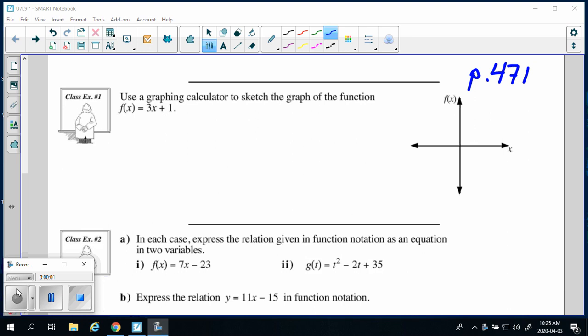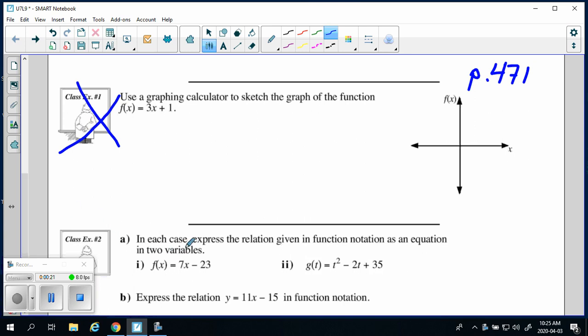So this is lesson 9 on page 471, and class example 1 asks us to use a graphing calculator to sketch this graph. Now we've skipped the graphing calculator stuff for the time being, so I'm going to skip that question. But if you're interested in how to do things on a graphing calculator, you can always email me and I will link you to resources.